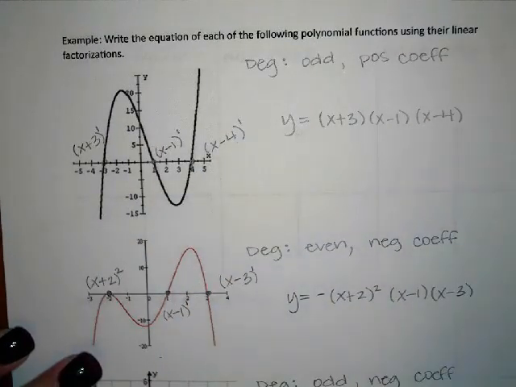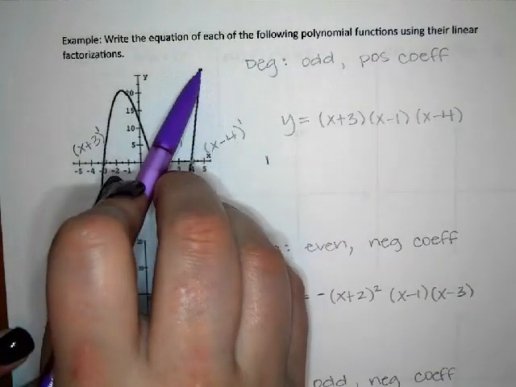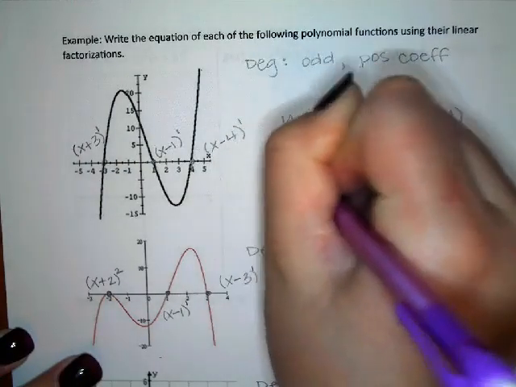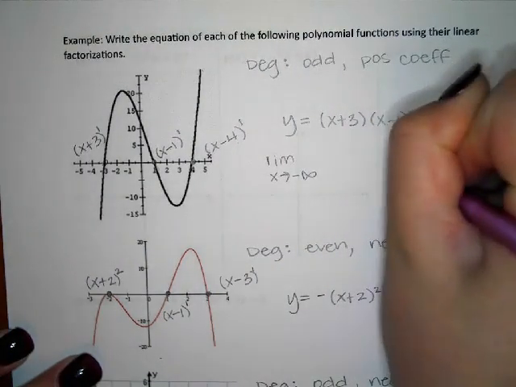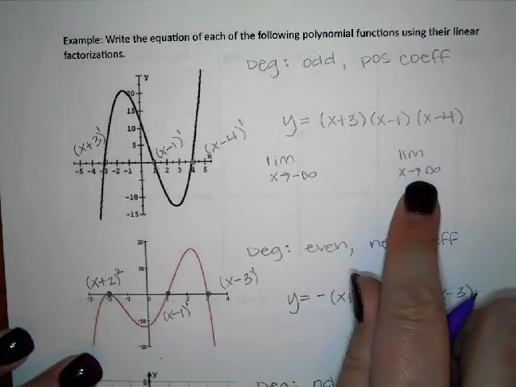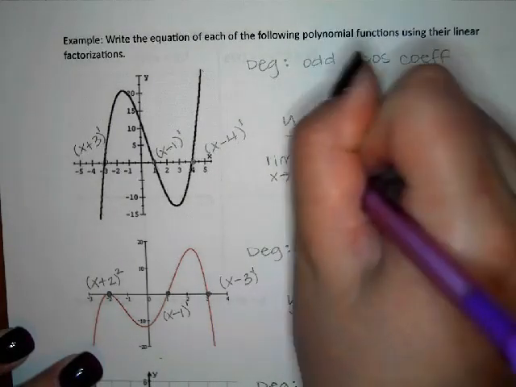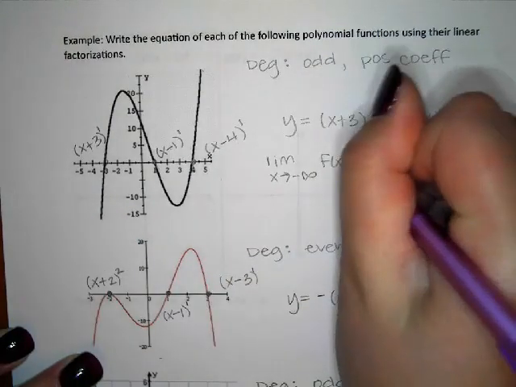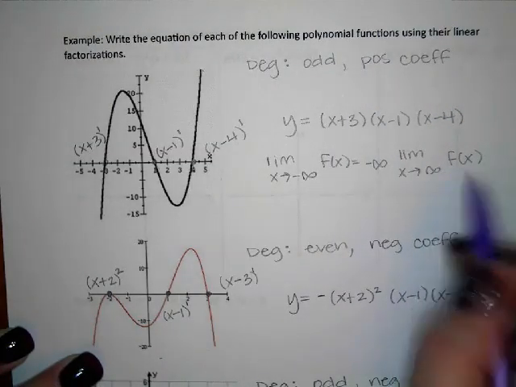So we always do the left arrow and the right arrow. We always describe both. So we're going to say the limit as x goes to negative infinity. That's me describing the left arrow. The limit as x goes to positive infinity. That's me describing the right arrow. And then when you describe each arrow, you're going to say whether they go up or down. So the left arrow of the function goes down, so that's negative infinity. I wrote these really close together. And then the right arrow of the function, it goes up, so that's positive infinity.